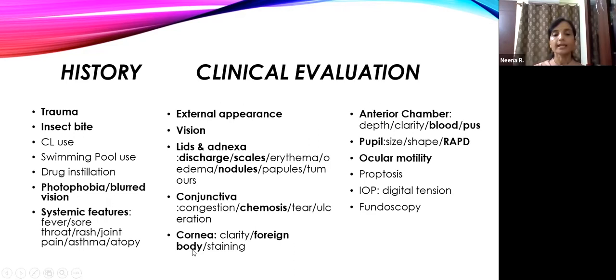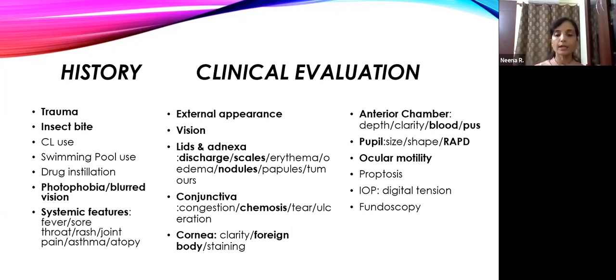Coming to the cornea, even with the torchlight you can make out the normal corneal clarity. So look for the clarity of the cornea, presence of any foreign body, or any staining of the cornea with fluorescein sodium, which you can use if available. Look at the anterior chamber. It might be difficult for the pediatrician to assess the anterior chamber details, but presence of any blood or pus in the anterior chamber can be easily made out. Look for presence of any RAPD in case of trauma, and ocular movements and presence of proptosis can also be assessed. If possible, do a fundoscopy, and intraocular pressure you can check digitally.